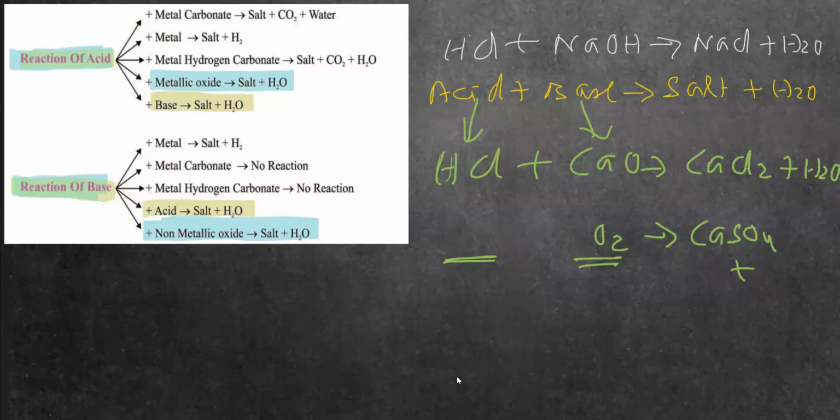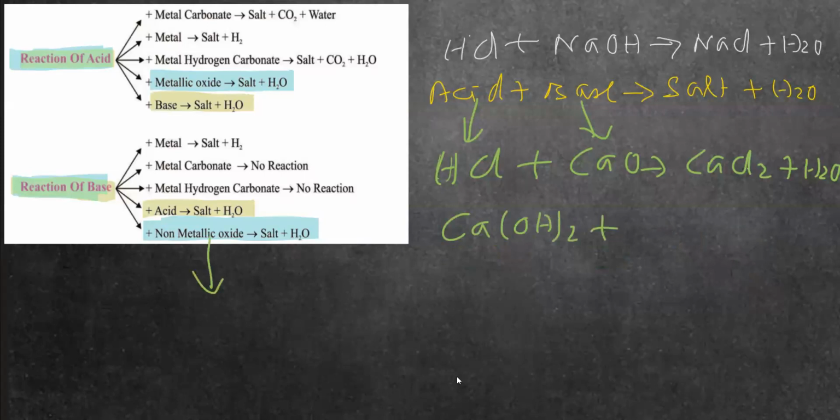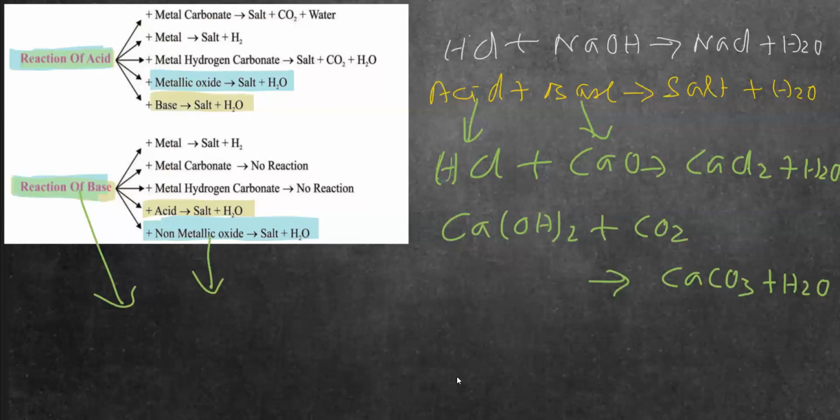It's a non-metallic oxide reacting with a base, so we have to take a base first. Let's take calcium. The base formed by calcium is calcium hydroxide, Ca(OH)2. It reacts with a non-metallic oxide, so we have to select one. We can take carbon dioxide. It results in the formation of, say, calcium carbonate, CaCO3, which is a salt, and water. This is the reaction involved whenever a base reacts with a non-metal oxide. This being the base, this being a non-metal oxide, it gives salt and water.